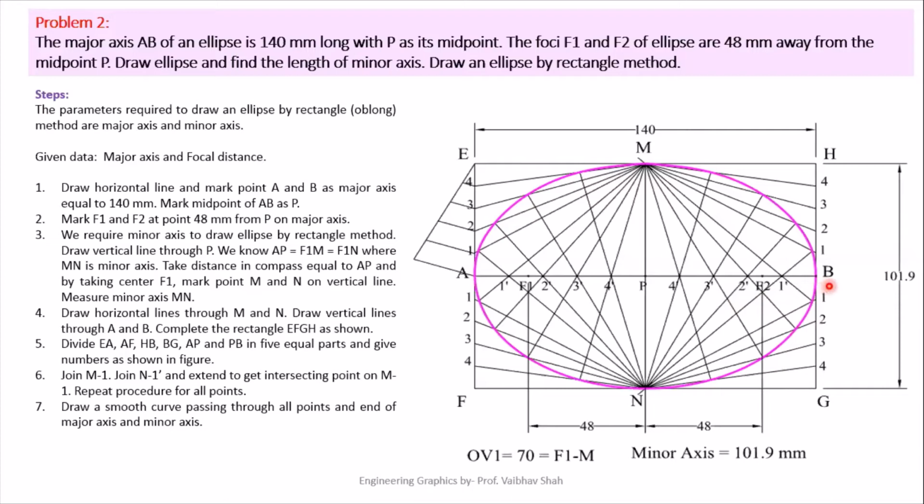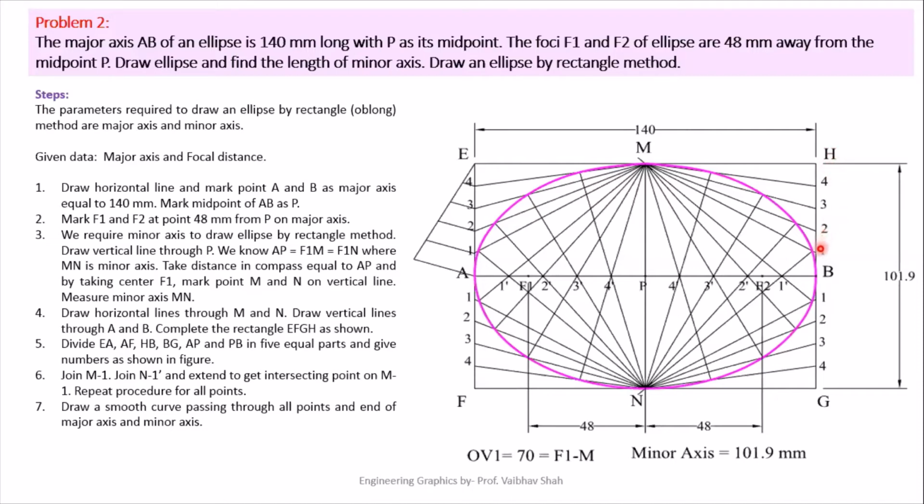So let us divide into 5 parts starting from 0, 1 dash, 2 dash, 3 dash, 4 dash, and 5 dash point would be P point itself. Let's divide this vertical line also into 5 parts. So 0, 1, 2, 3, 4, and 5. 5 point would be H point itself.